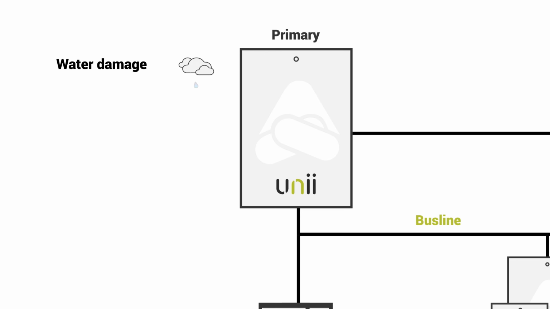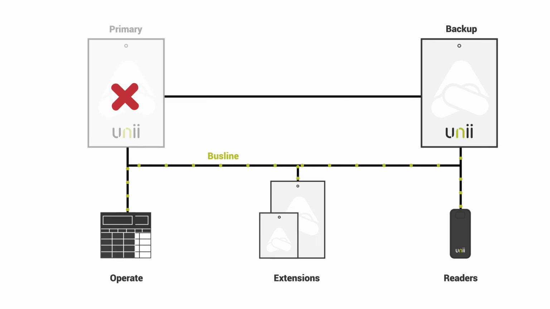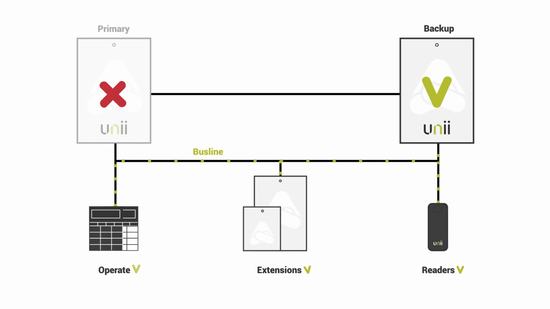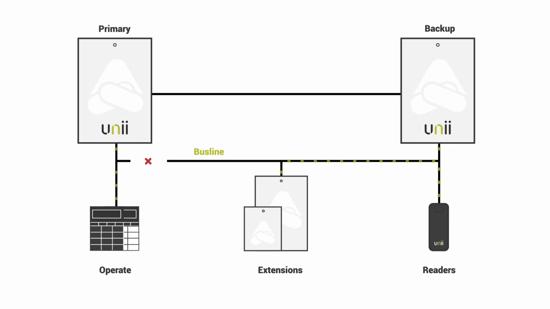In case of a failure of the primary panel, the backup panel will take over and will handle all communication with the connected devices. In case of an interruption of cabling, for example due to works, both panels will handle their part of the connected devices. The information regarding the status of the devices will be shared between the two panels.